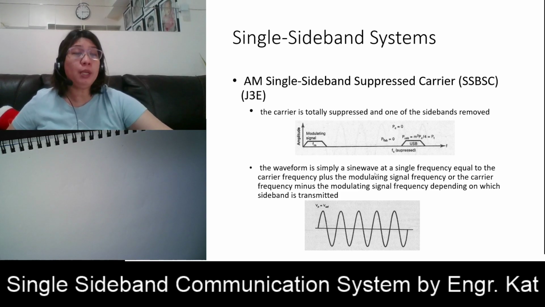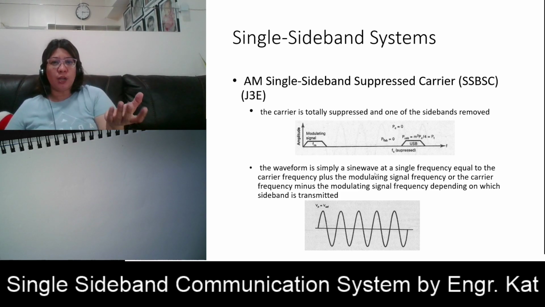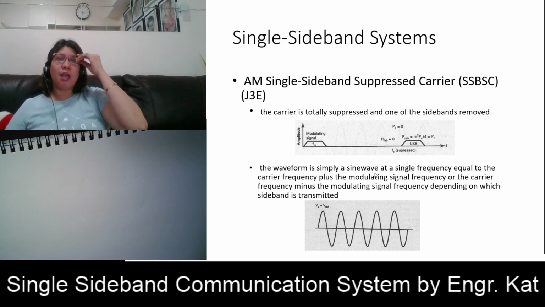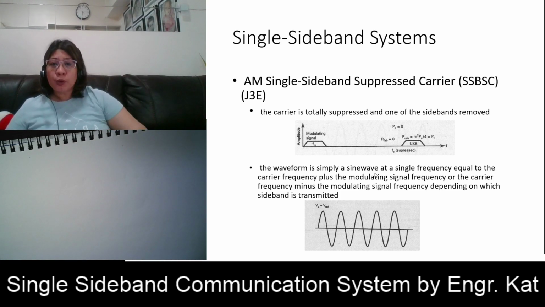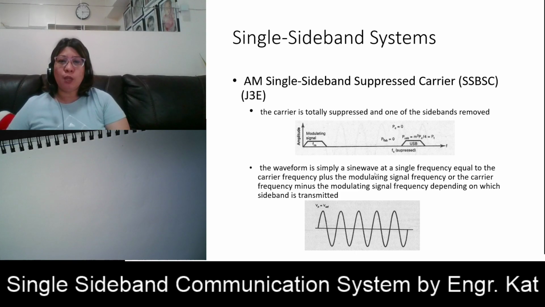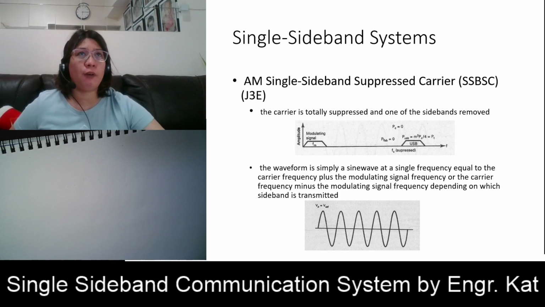Okay, so because we remove the carrier, your waveform is simply a sine wave at a single frequency equal to the carrier frequency plus the modulating signal frequency, or the carrier frequency minus the modulating signal frequency, depending on which sideband is being transmitted. So it's either the upper sideband or the lower sideband. Okay, so as you can see, the waveform is no longer in the form of an AM envelope.